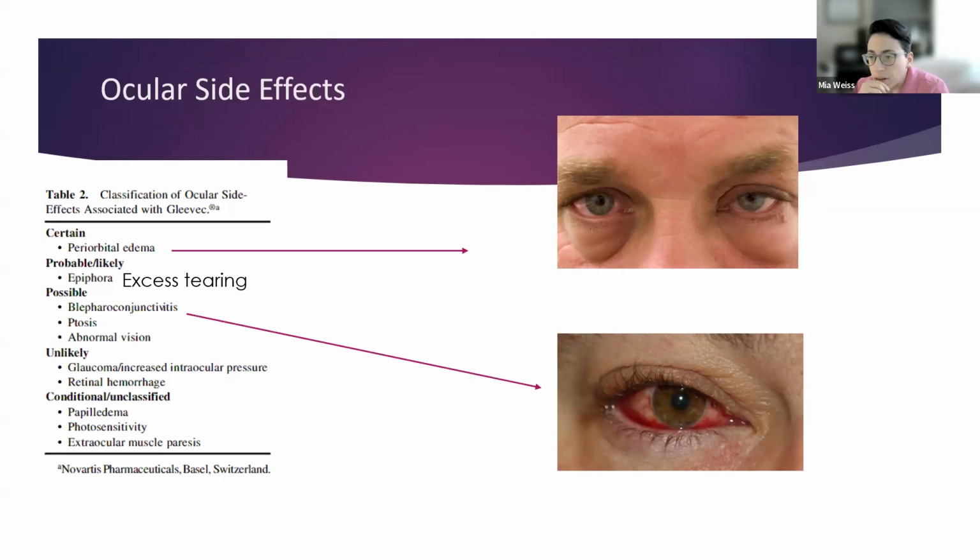And then it's possible but unlikely to happen something like blepharoconjunctivitis. That's essentially when you have swelling of the inner eyelid, as well as the conjunctiva covering the eye. Can be very bothersome and painful. So certainly, if it's bothering you, reach out to your doctor. Something like ptosis, when the eyelid droops, or abnormal vision. These are possible side effects, but certainly if they're happening, reach out to your doctor.